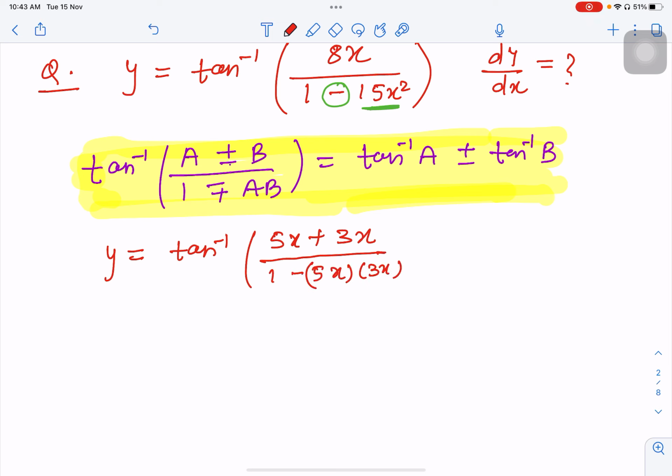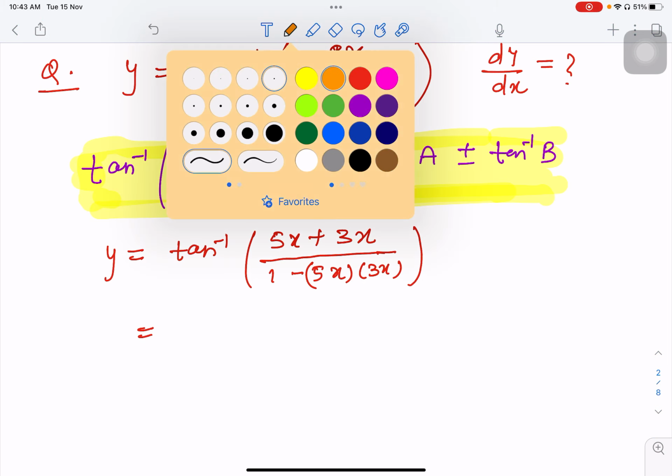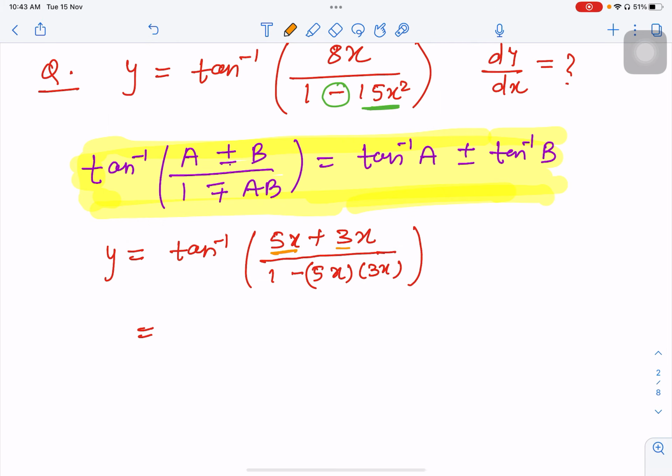इतना समझा आपको? हमने 8x को ब्रेक किया 5x प्लस 3x, and 15x² को break किया 5x into 3x. Now according to the formula this will become, you can see that a का value हमारे लिए है 5x and b is what, 3x. Similarly a into b is here, so this will become tan inverse of 5x plus tan inverse of what, 3x.